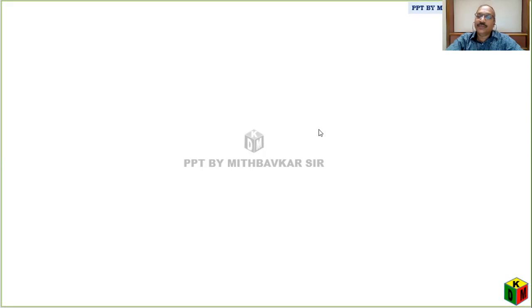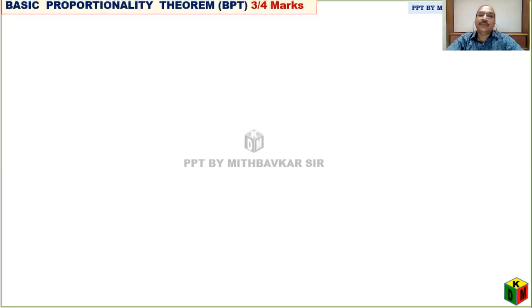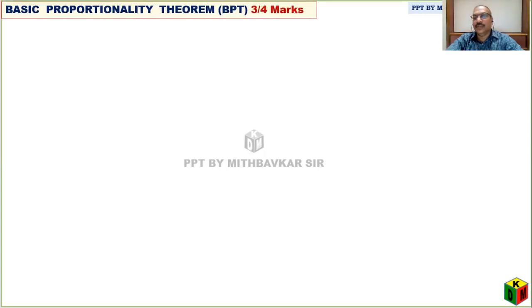Okay, what we studied in 1.1, we studied four properties of areas of triangles. Using those properties, today we are going to prove the first theorem of this chapter, similarity. That theorem we call the basic proportionality theorem, which is there for 3 or 4 marks in your board exams. Fine. Let's see the statement of this theorem.